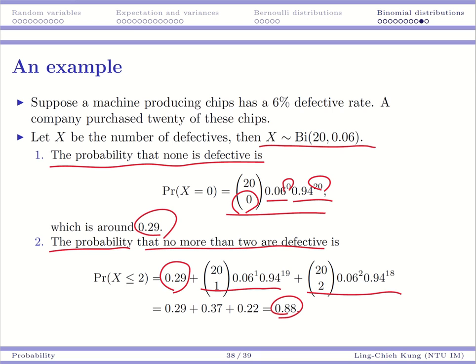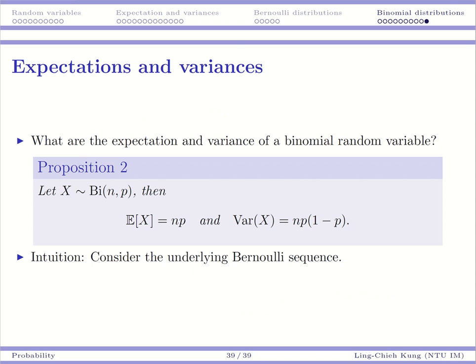That means in this particular production process, if we produce 20 chips, it's very unlikely for us to see 3 or 4 or 5 errors. It's more likely for us to see 0, 1, or 2 errors in this particular example.